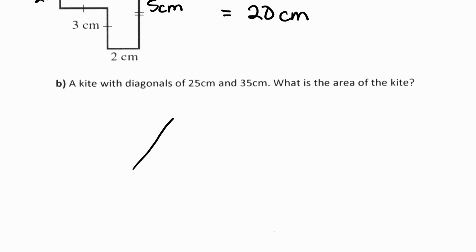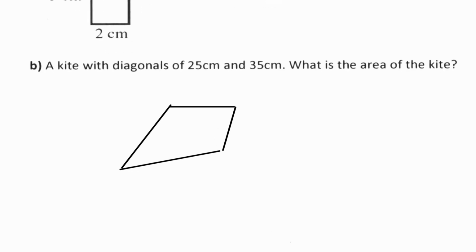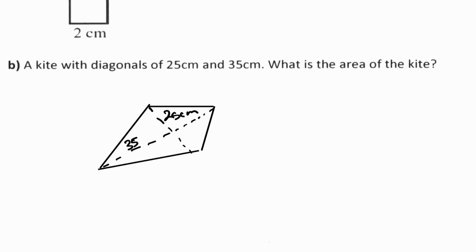So let's start by drawing a kite. This may not be to scale, but that's okay. And it tells us that the long diagonal is 35. So that would mean that this is the longest diagonal, so that's 35. And it tells us that the other diagonal is a little bit shorter, it's 25. So that one there is 25. What is the area of the kite?